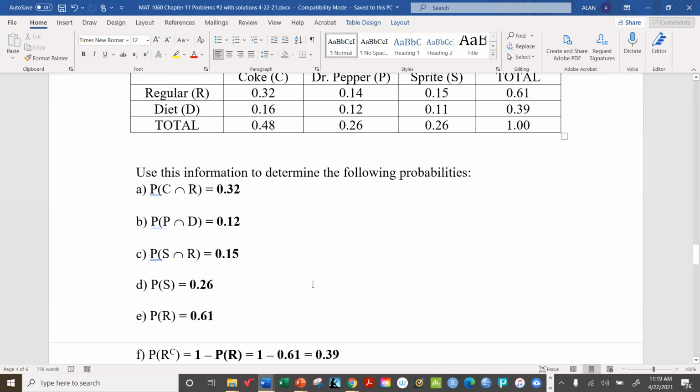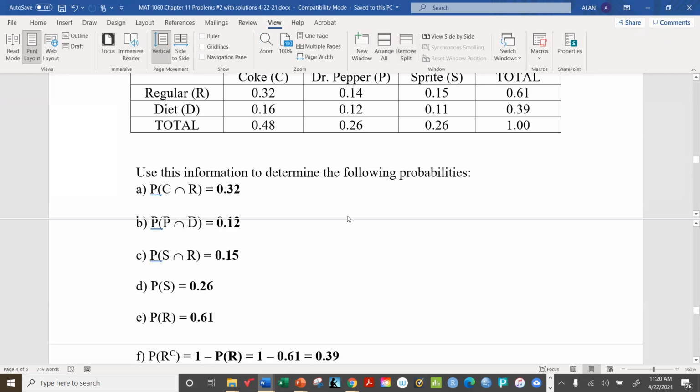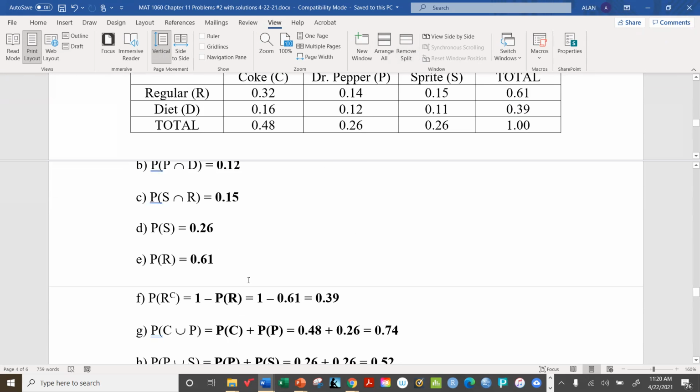Oh, here we go. We have some complement rules. First, I have to split the screen. So the first one, the complement of R, the probability, of course, is 1 minus the probability of R, which up here you can see is 0.61. And that gives us a final result of 0.39.